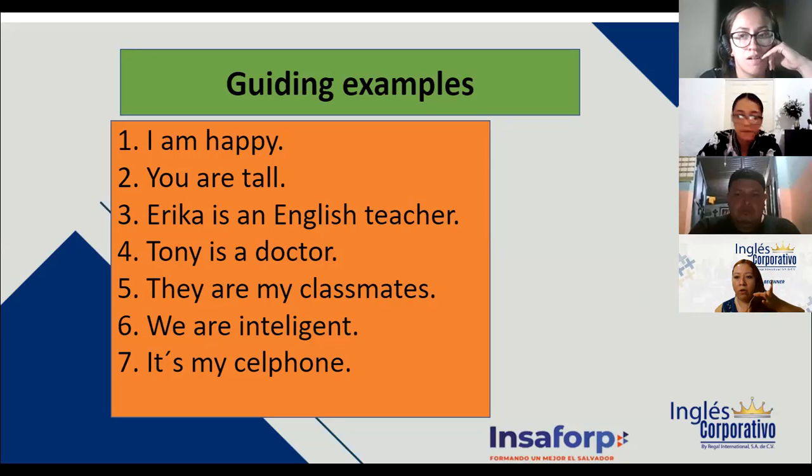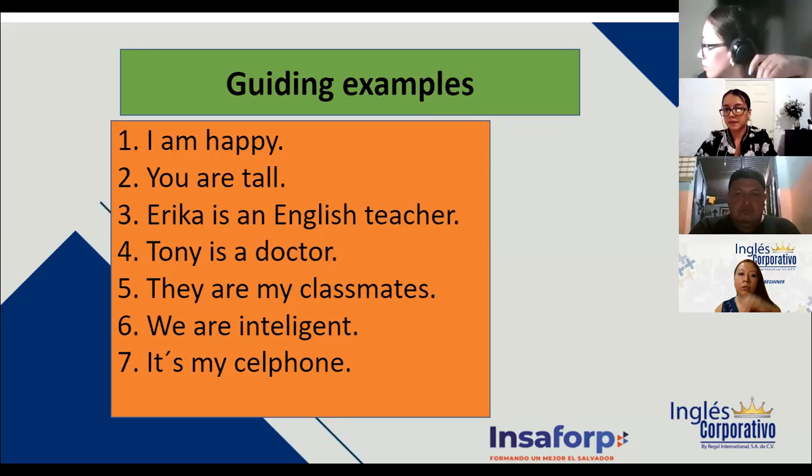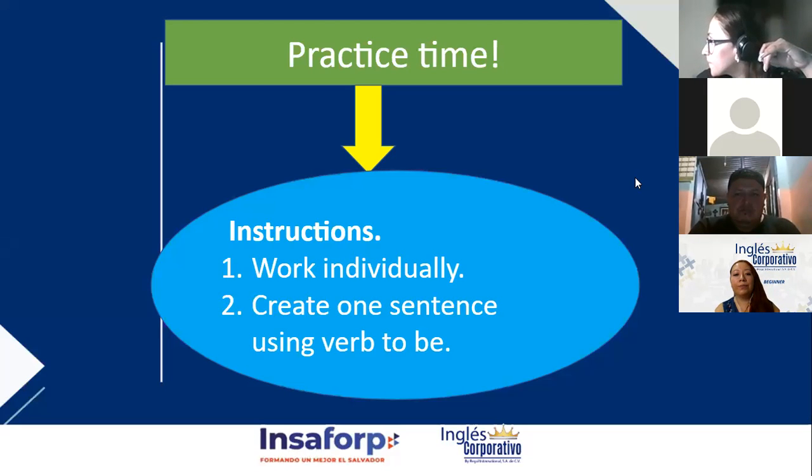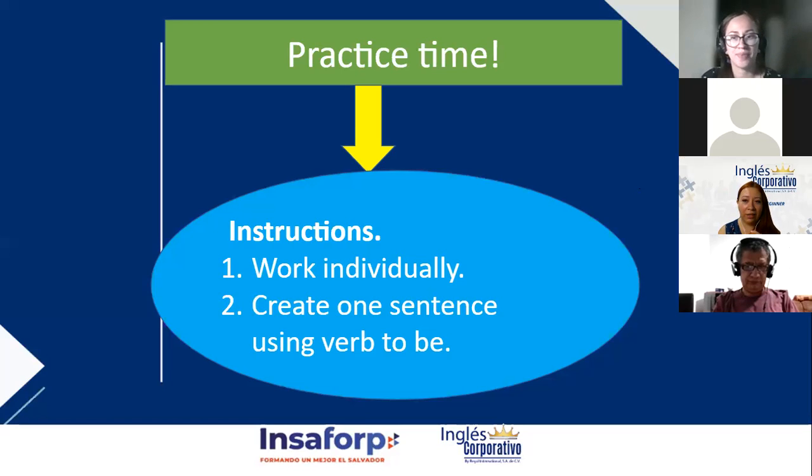Si se fijan, volvemos a lo mismo. Estructura en afirmativo. Subject, verb to be, complement. We're gonna call it, right? Now, this is time to practice. You're going to work individually. Le voy a dar exactamente un minuto. No menos. Le voy a dar 30 segundos. No, I'm joking. Create one sentence using the verb to be. Eso es lo único que van a hacer ahorita. Escriban una oración utilizando el verbo to be. Como nos hemos enfocado más en afirmativas, sigamos la estructura. Sujeto, verbo to be, complemento. ¿Ok? Una oración, nada más.